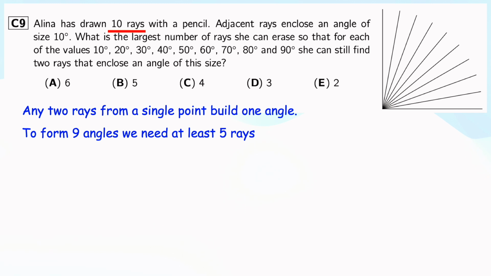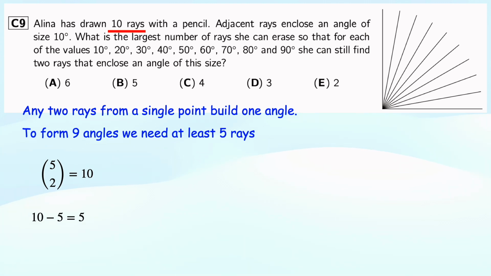That's because with 5 rays, if we select any 2 of them, we can form 10 pairs, which is enough to potentially cover all 9 required angles. If you have only 4 rays, you can only form 6 pairs, so 6 angles. So for sure, you need 5 rays. Even at this stage, we can already choose the correct answer, B.